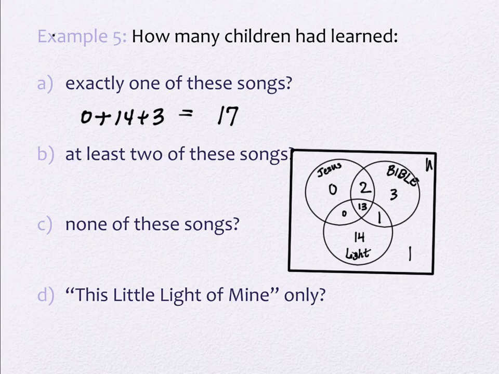How about at least two of these songs? What numbers are in the at least two of these songs categories? 2, 13, 1 and 0, right? So the 2 is definitely in 2 circles. The 1 is in 2 circles, and the 0 is in 2 circles. Why am I including the number 13? Yeah, because it says at least 2, which means it could be 2 or 3 in our case, right? That's why the 13 is getting included.